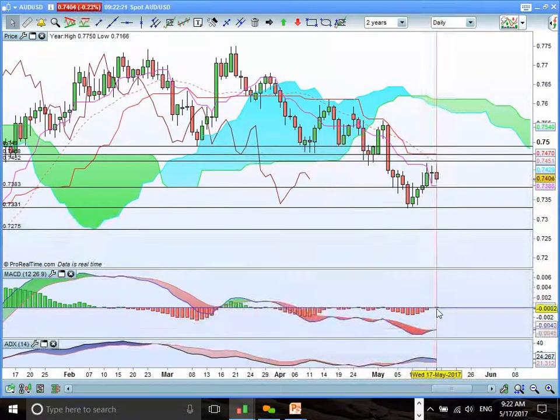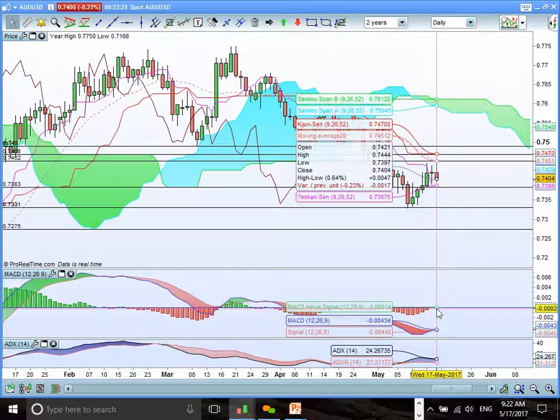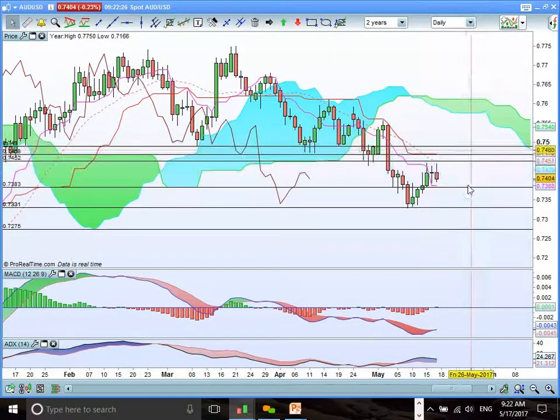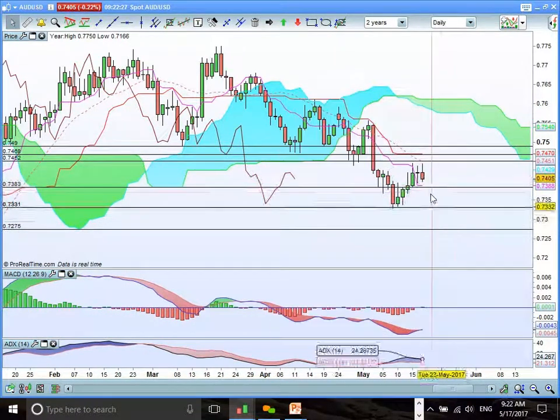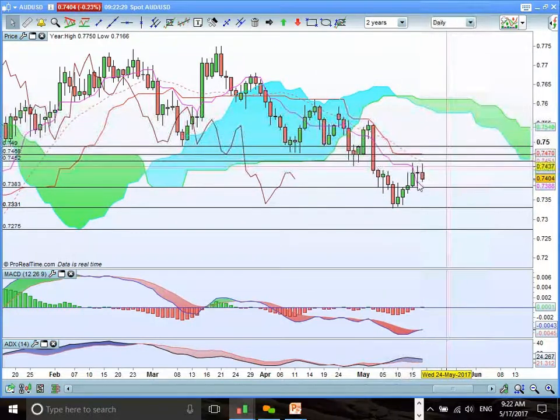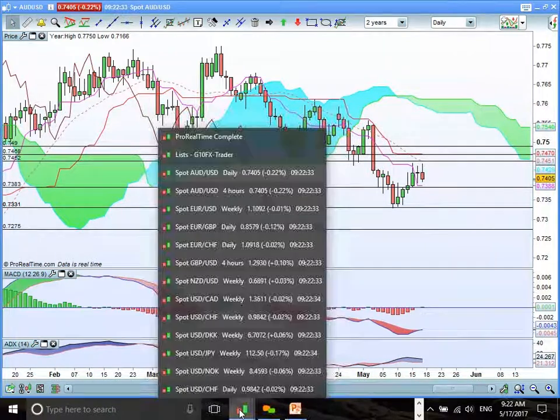So we've just had a MACD buy signal, so it'll be interesting to see if this momentum will be maintained to the upside. So the short-term trading, swing trade potential is back up to the bottom end of the cloud in the Australian US dollar.